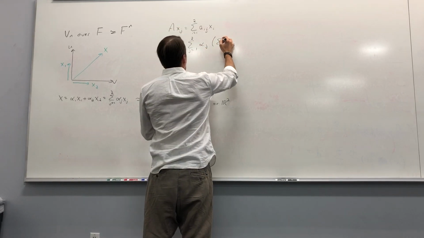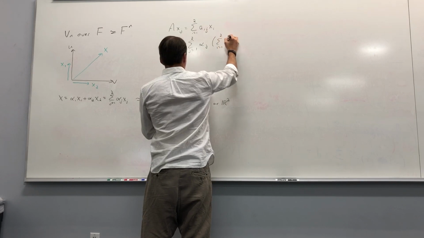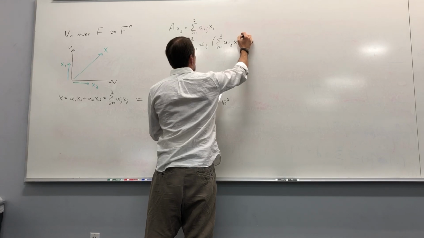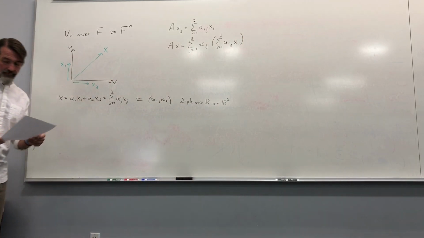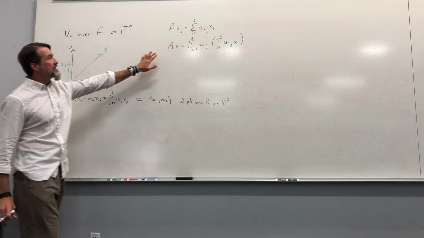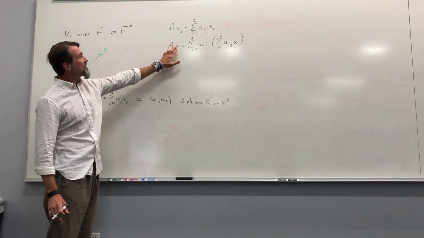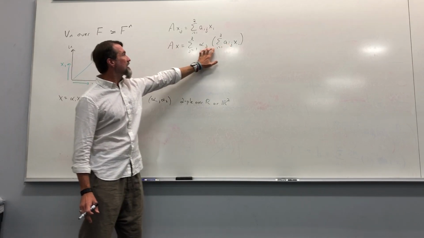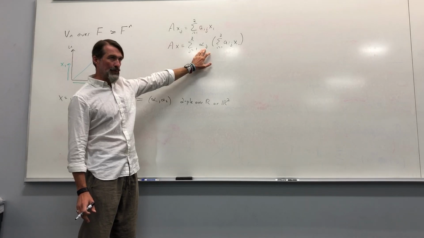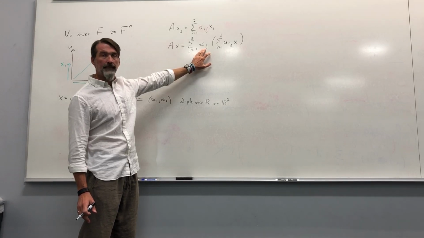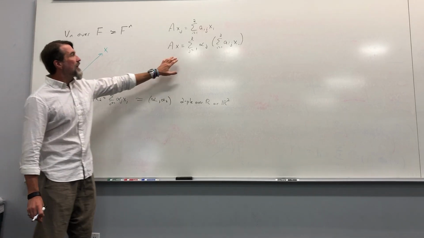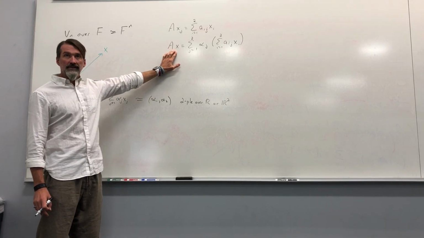Sum from i equals 1 to 2 of a_ij x_i. Now, what this is saying is that the linear transformation of the vector x changes the basis vectors but leaves the components alone. I'm not going to draw a picture, but there is another way to interpret this.